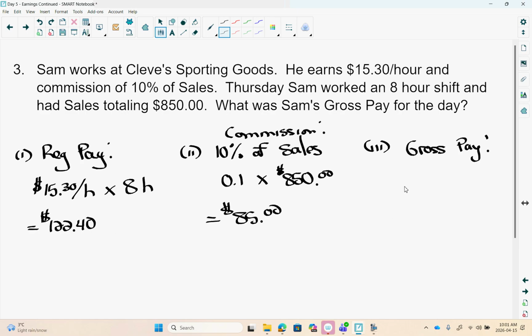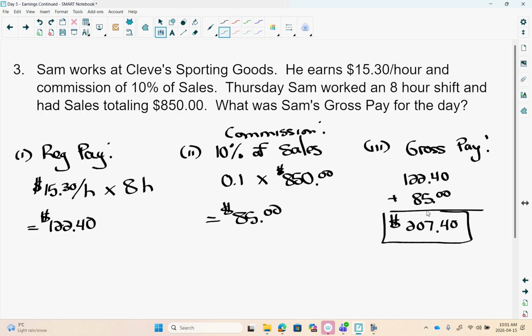All right. $122.40 plus $85 straight up. That gives me 40 cents. 7. This is a 207. $207.40. Not a bad day's work for Sam at Cleves Sporting. You okay with that?